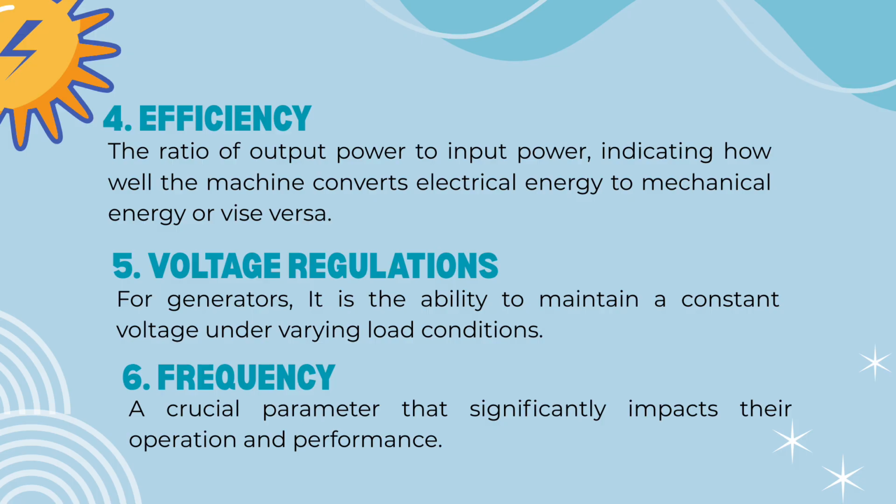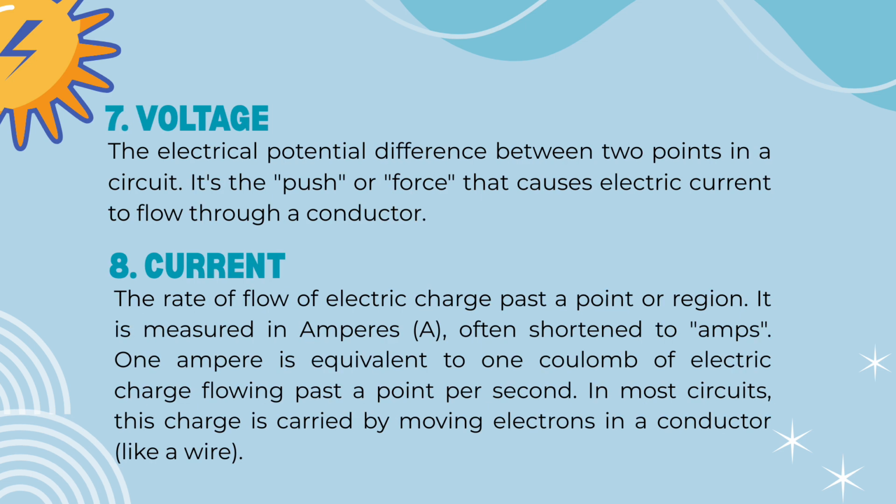So, frequency is the number of cycles of alternating current, which is AC, produced by a generator or used by a machine in 1 second. It is measured in hertz. Frequency is important because it affects the operation, speeds, and performance of electrical machines and devices.